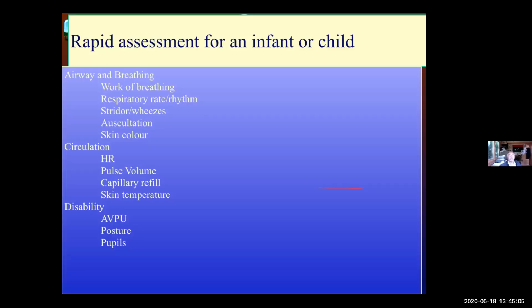So we're just reaching the end of the talk. This is a rapid assessment for an infant or a child. So when you do your chart, you can do airway and breathing, A and B. This is what you learn when you go for an APLS course or advanced life support course. That's the ABCD. So airway and breathing, work of breathing, respiratory rate, rhythm, stridor or wheeze, auscultation, skin colors, and airways. Is it patent or not? Is it open or not?